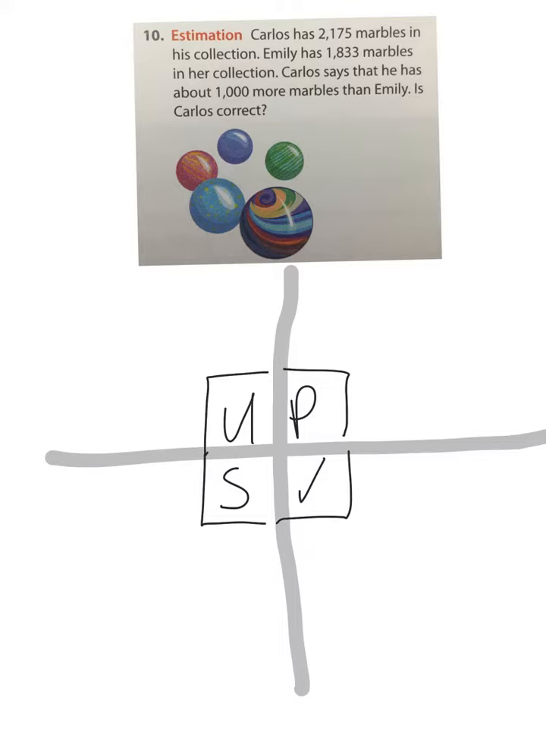So the first thing we do is we read the problem. I notice in big red letters it says estimation. Estimating means I'm not going to solve for the exact answer, but rather I'll round and get something reasonable.